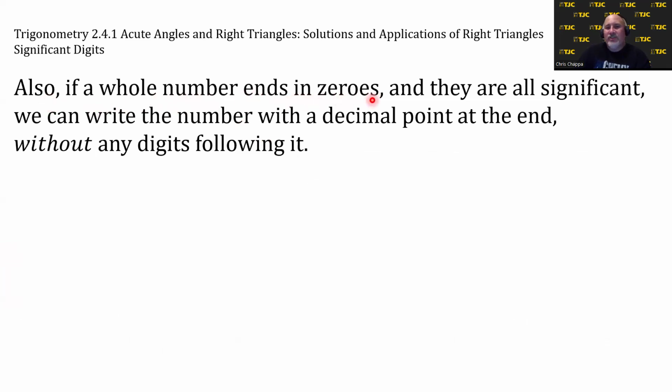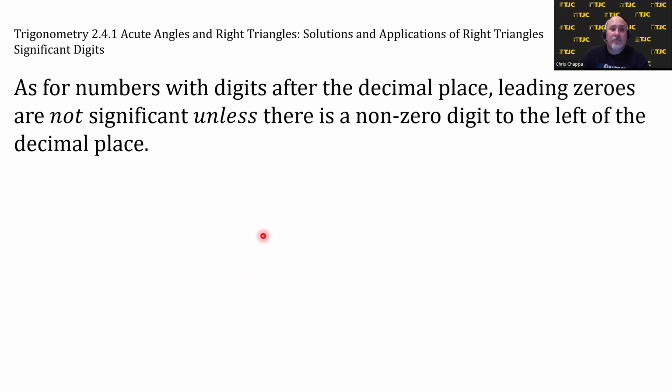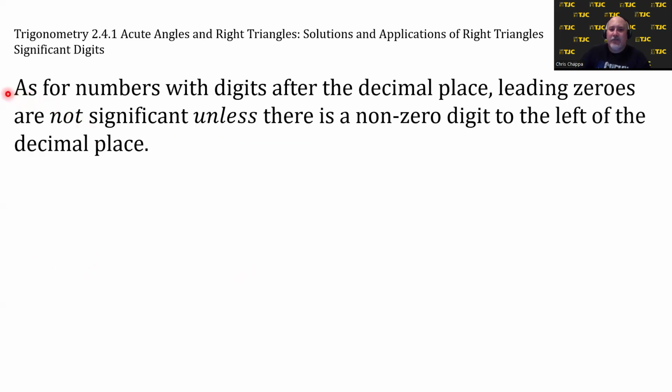Also, if a whole number ends in zeros and they are all significant, we can write the number with the decimal point at the end without any digits following it. So 3,900 has 2 significant digits. With the bar over the first zero, it has 3 significant digits. With the decimal at the end with nothing following it, it has 4 significant digits.